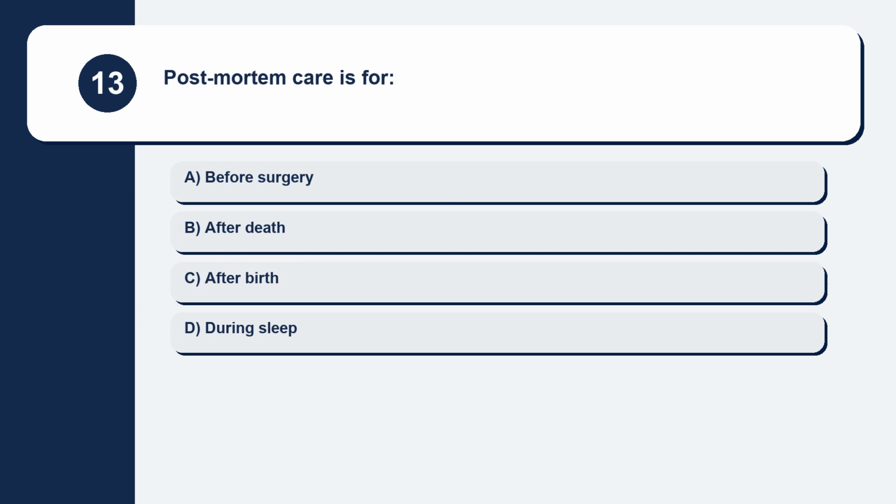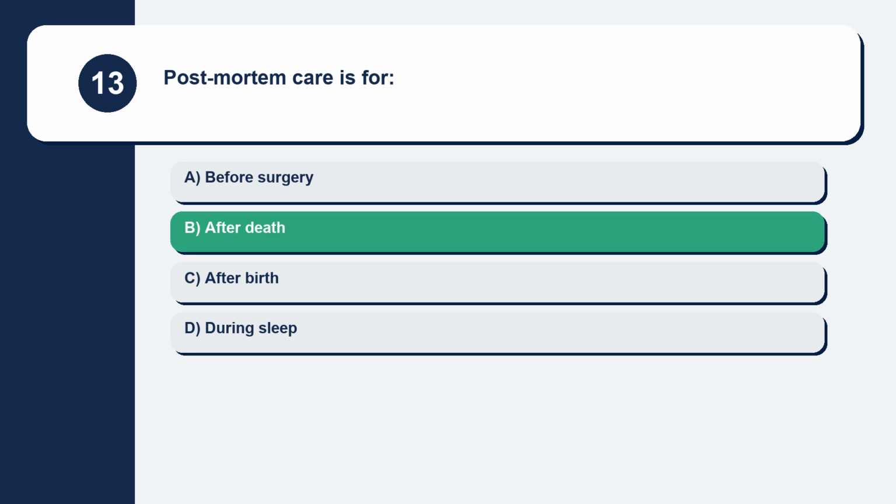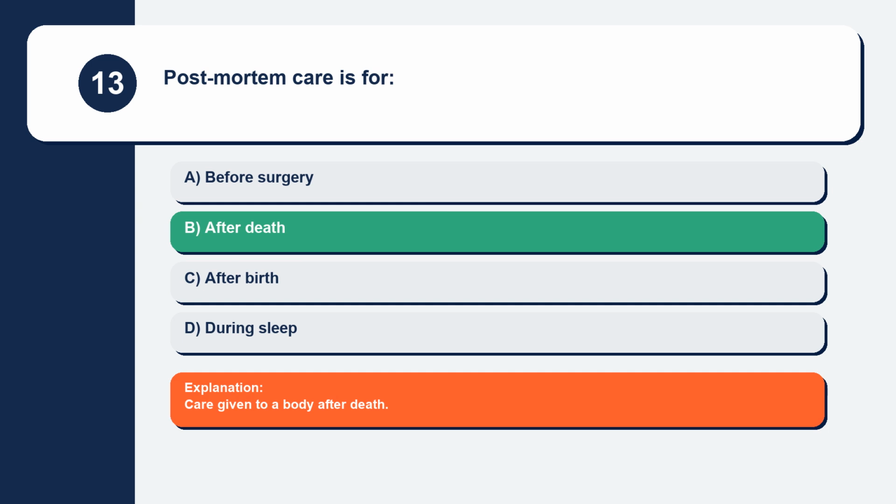Question 13. Post-mortem care is for: before surgery, after death, after birth, or during sleep. Care given to a body after death.